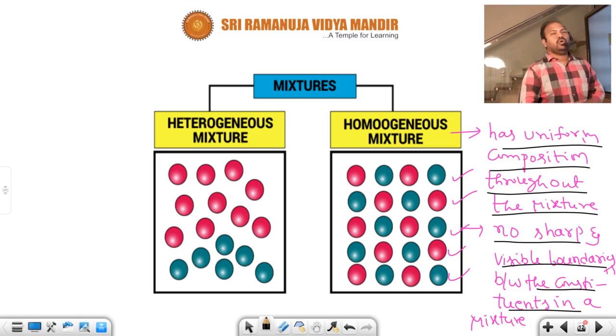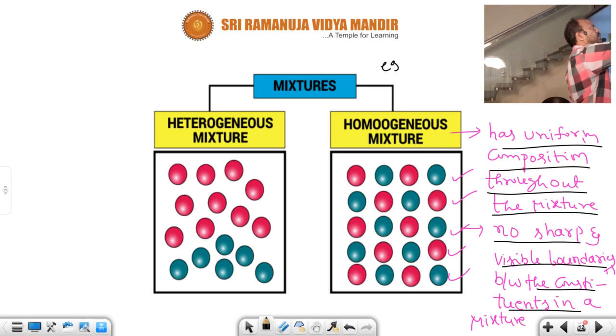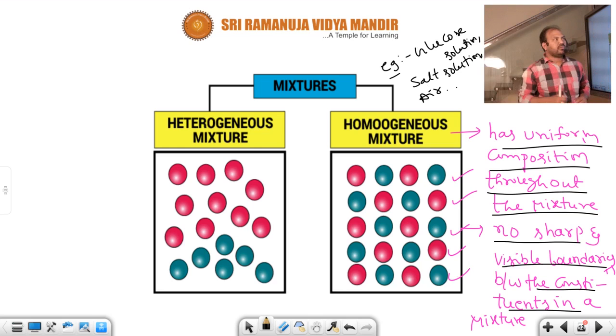So there are no sharp boundaries and no visible boundaries between the constituents in a mixture. That type of mixtures are called homogeneous mixtures. You know very well the examples of homogeneous mixtures: glucose solution, salt solution, as well as air. Air is the homogeneous mixture of all gases.